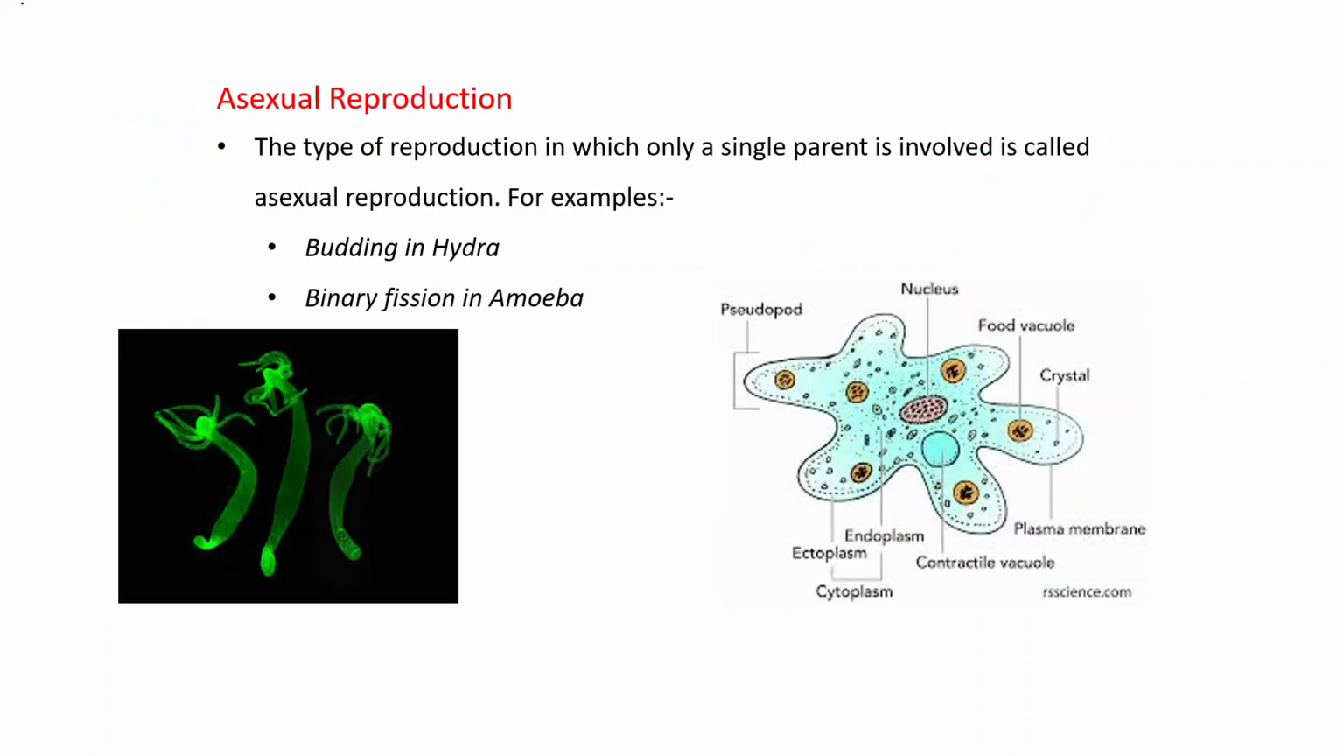Now come to asexual reproduction. In the previous videos we have discussed sexual reproduction. In sexual reproduction, two parents are involved. Now what about asexual reproduction? The type of reproduction in which only a single parent is involved is called asexual reproduction. For example, budding in Hydra and binary fission in Amoeba. These are the Hydras, and this is the diagram of Amoeba.